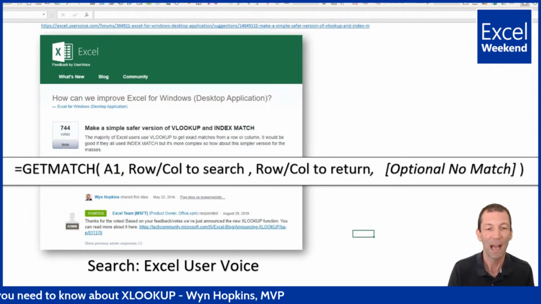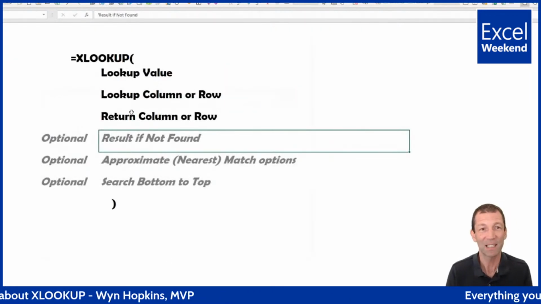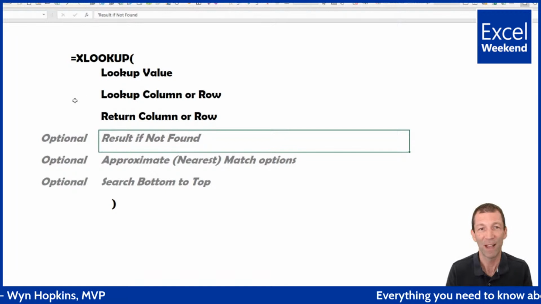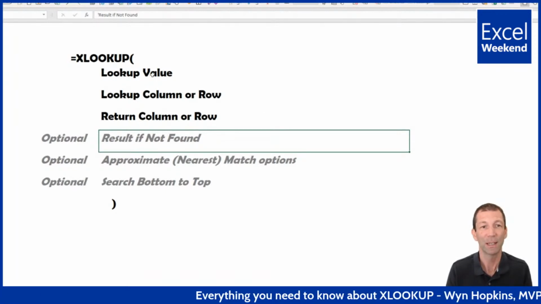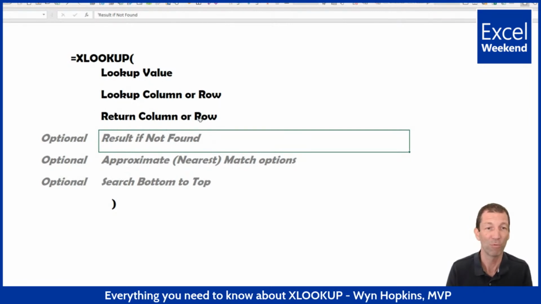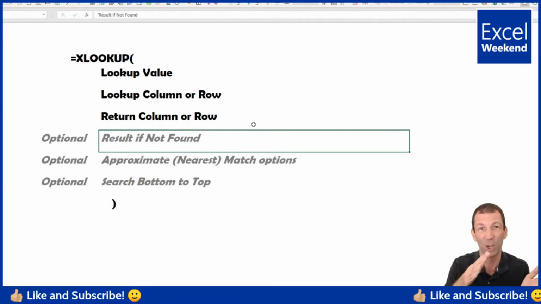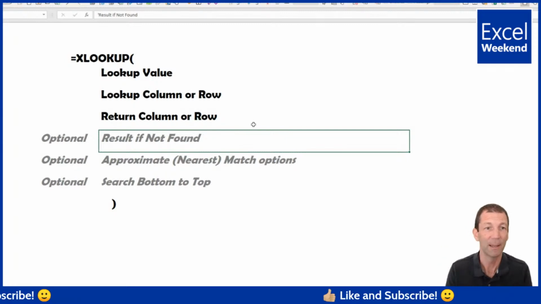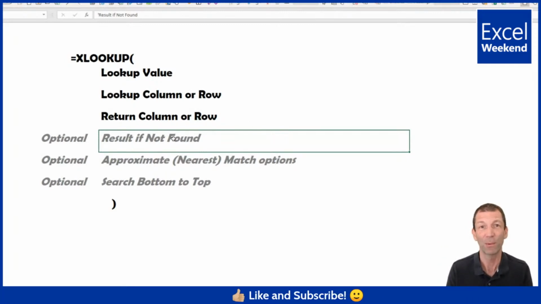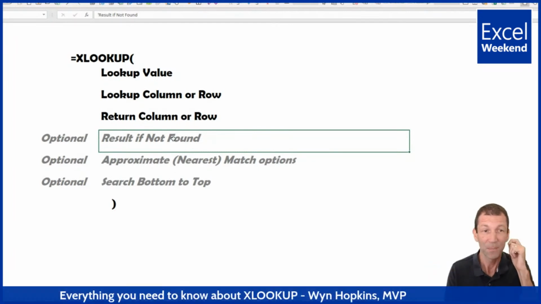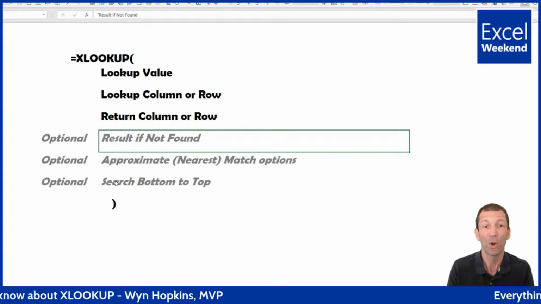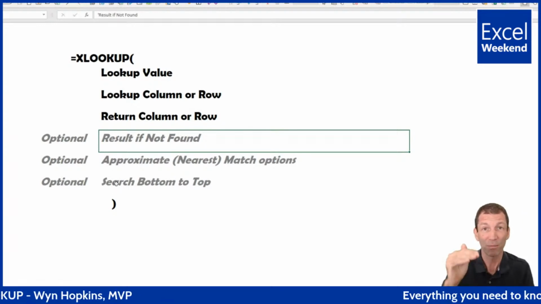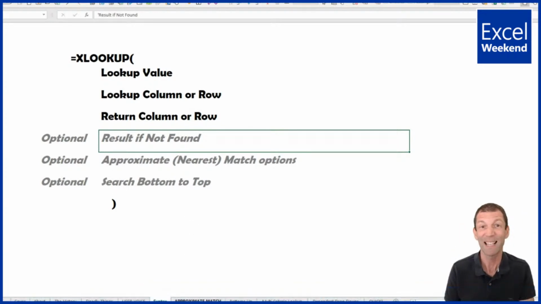Okay, the syntax of XLOOKUP is there's a lookup value, a column, a row, a result if not found. So you can look up a column or a row, return a column or a row. So that's your VLOOKUP versus HLOOKUP. There's a result if not found, so you no longer need IFERROR. That's the main stuff I've shown you already. And then we've got a couple of other options. You can do a nearest match or a search bottom to top rather than top to bottom. So let's see those in action.